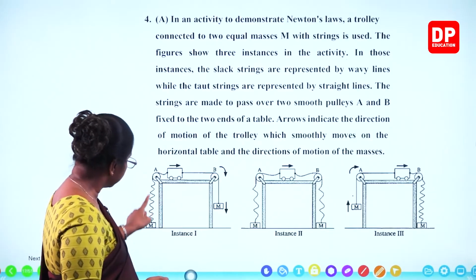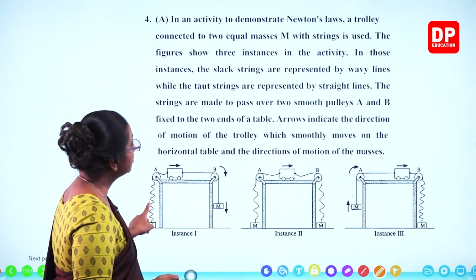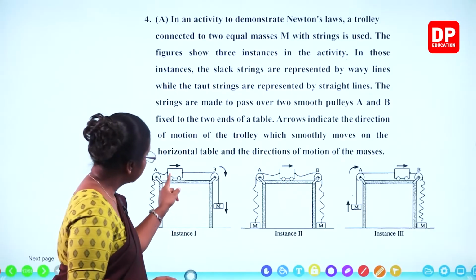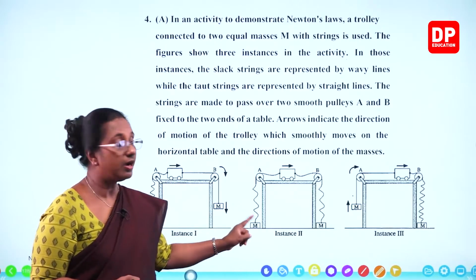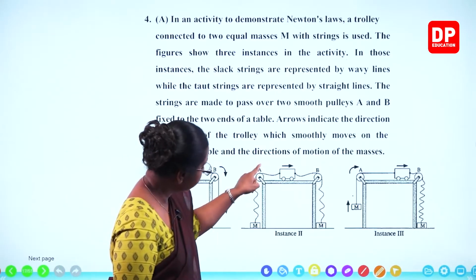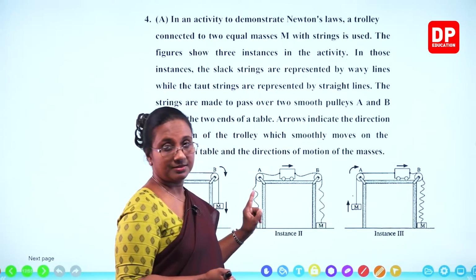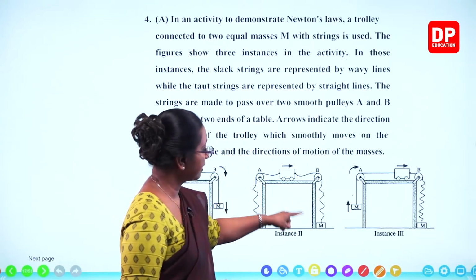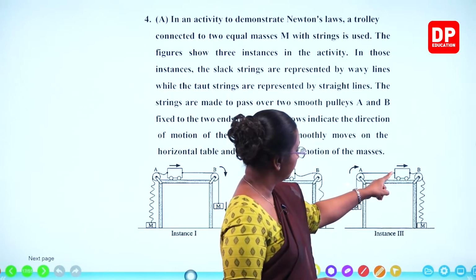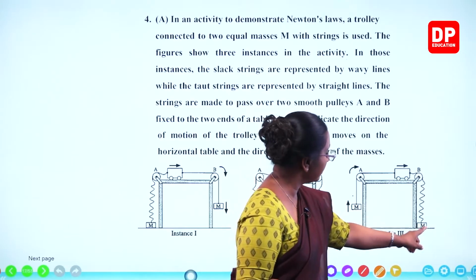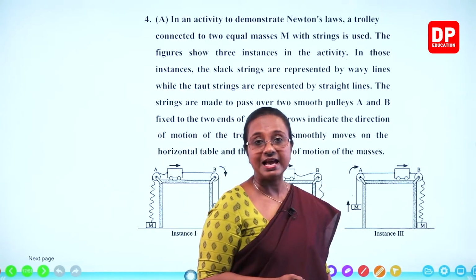The loose or slack string means there is no force. For the taut string, there is a force acting. That is how you have to identify. So here you can see both are slack strings, so there is no force acting on either side. Here you can see on this side there is a force; this is a taut string. Here there is no force; it is a slack string.